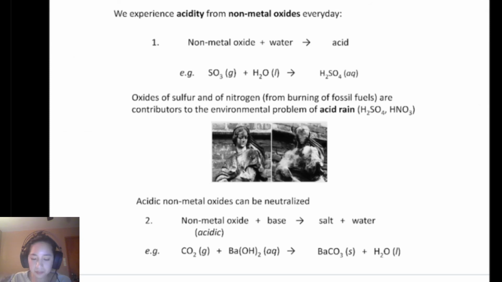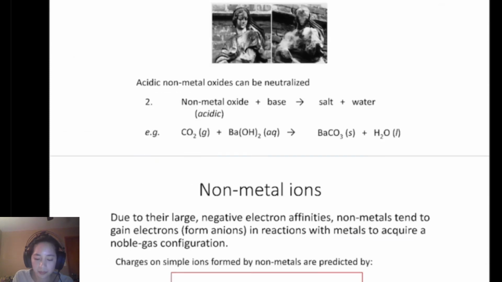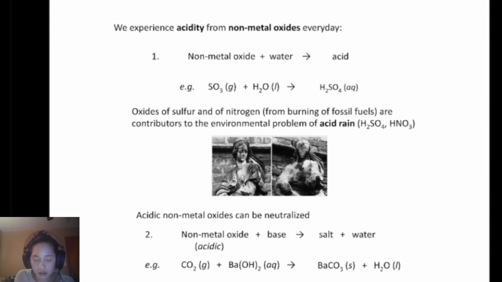Okay, so here are some other examples of acidity when it comes to nonmetals. Just like with metal oxides, if we take a non-metal oxide, in the previous example, we talked about CO2, which is a nonmetal oxide. Another example of a nonmetal oxide is SO3. Plus water will give us an acid. Remember before with metal oxides, it was metal oxide plus water gave us a metal hydroxide or a base, but this time non-metal oxide plus water gives us an acid. So SO3 in the gaseous form plus water gives us sulfuric acid, H2SO4.